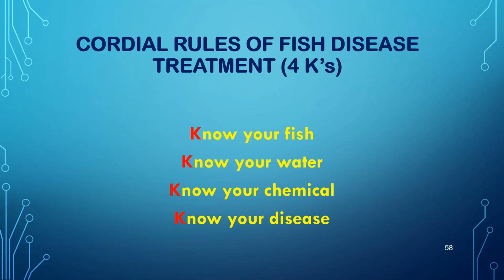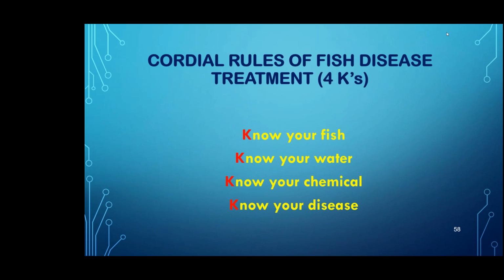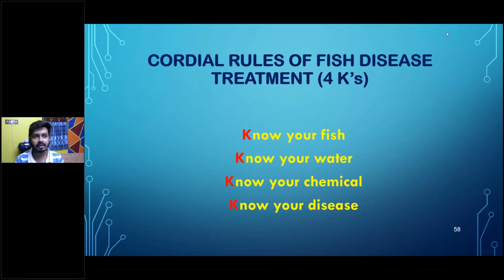So these are the 4 Ks. These are the cardinal rules for fish disease treatment. These 4 Ks must be kept in mind: know your fish, know your water, know your chemical, and know your disease. If these 4 Ks are taken into account, then we can control our diseases to a greater extent without the use of drastic chemicals or creating resistance among the antibiotics or the drugs.